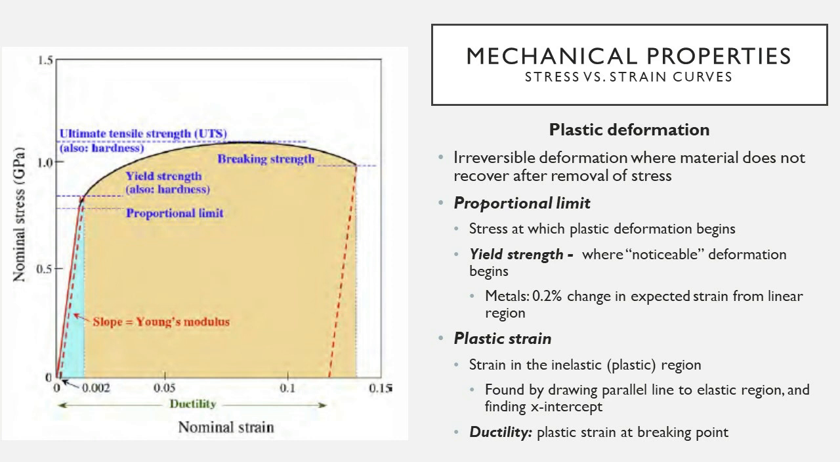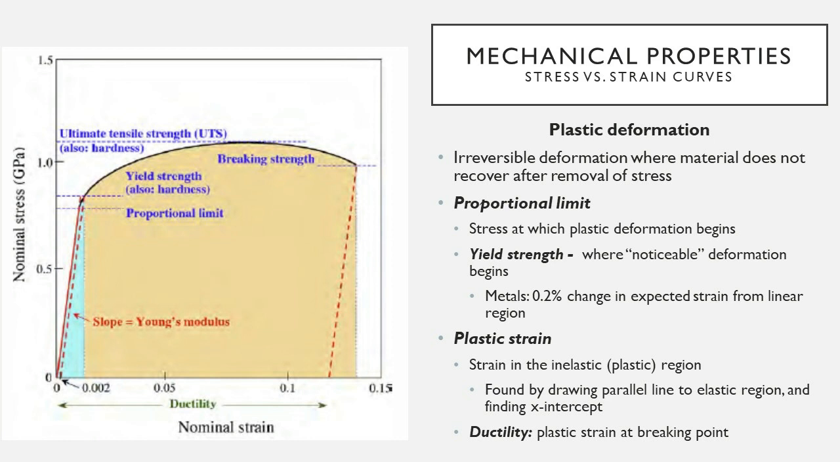Now, the one thing that's tough about this is that the proportional limit is really a theoretical value. It's the exact pinpoint at which that plastic deformation begins. So on a molecular level, when the first bonds start breaking or being irreversibly damaged, as you can imagine, it's really tough to pinpoint the exact moment in which a molecular bond breaks. So what engineers usually rely on is what's called the yield strength, which is where the quote-unquote noticeable deformation begins.